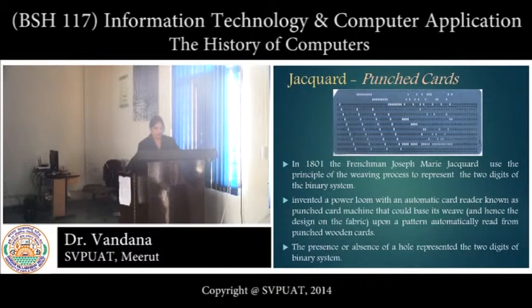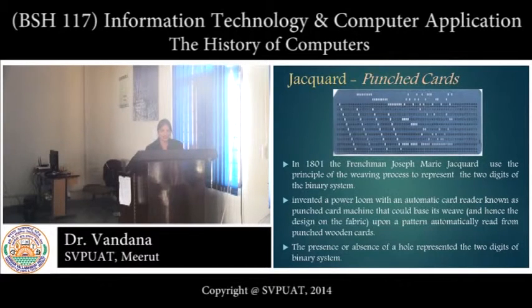And in 1801, it was Frenchman Joseph Marie Jacquard who used the principle of woven cloth to present binary numbers, either 0 or 1. If there is a hole, or if the thread is down, that is showing absence of a bit. If the thread is up, it is showing the presence of a bit. So binary numbers can be represented with the help of the Jacquard punch card machine.